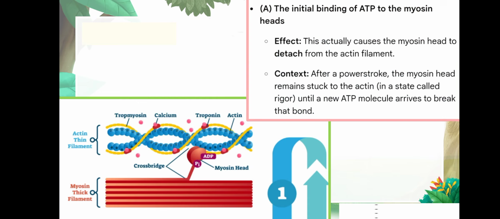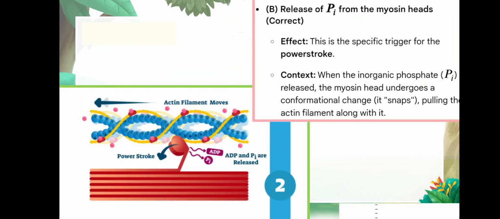After a power stroke, the myosin head remains stuck to the actin in a state called rigor mortis until a new ATP molecule arrives to break that bond. When the power stroke is done, the myosin does not release the actin, isn't it? It holds on to the actin molecule until and unless the new ATP molecule arrives. When the ATP molecule arrives, only then the myosin releases the actin molecule. So this option is not correct.